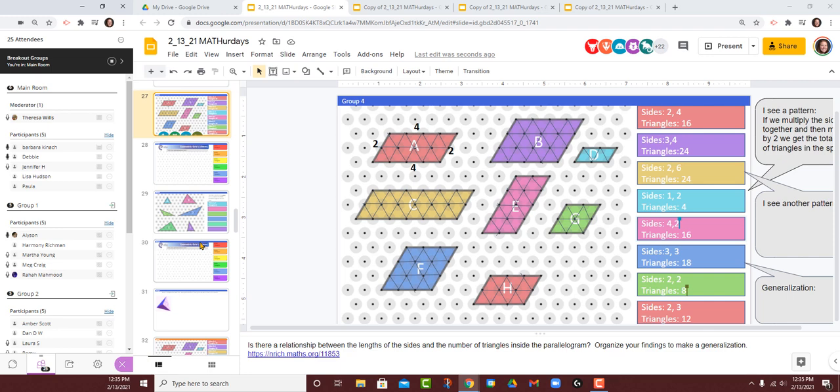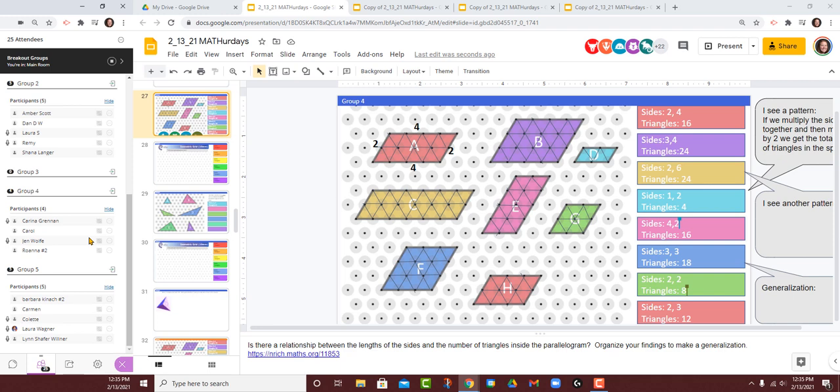I figured G was simple, and it actually is a little more difficult than I thought it was going to be. Right, because you end up making a quadrilateral.